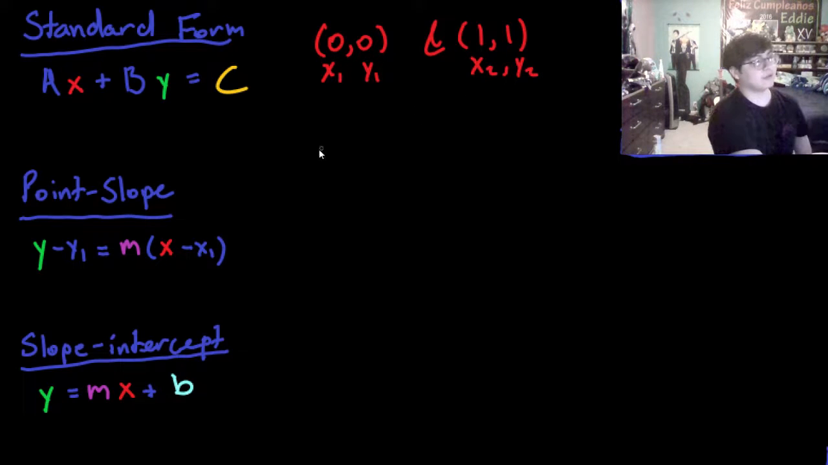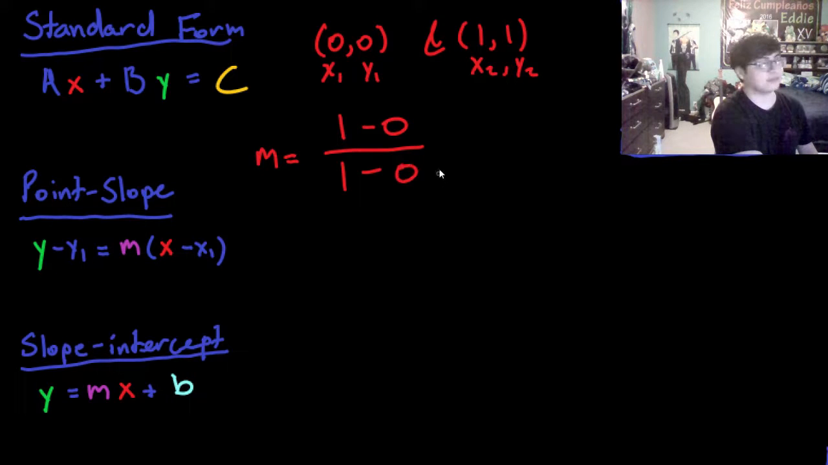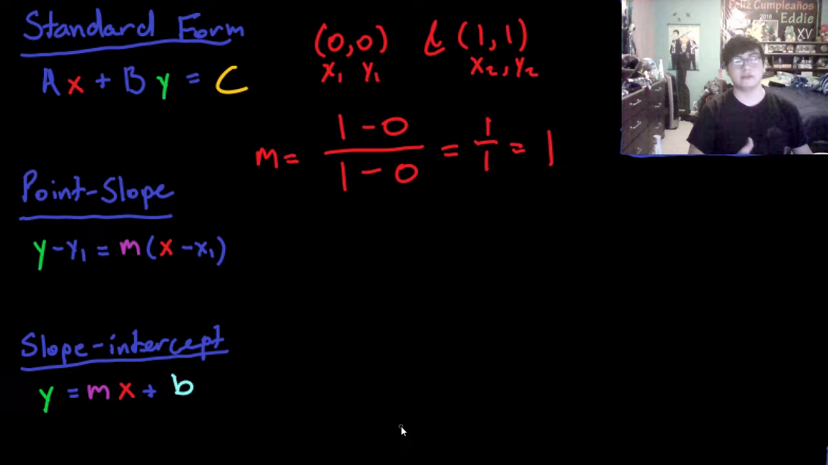So we're going to have y2 minus y1, or 1 minus 0, over x2 minus x1, which is going to be the same thing, 1 minus 0. And then later, we just simplify, which is going to be 1 over 1, or it's just going to be 1. And that's going to be our slope. And now that we have that, we could apply that to the point slope form plus any of these points. We could do (0, 0) or (1, 1). Does not matter. In fact, I'll go ahead and do both.